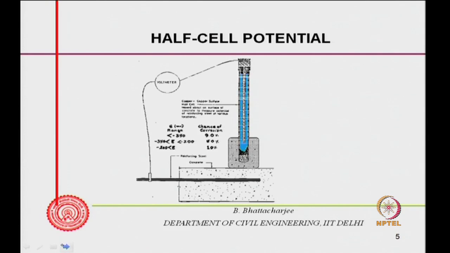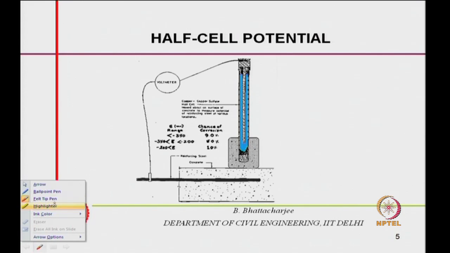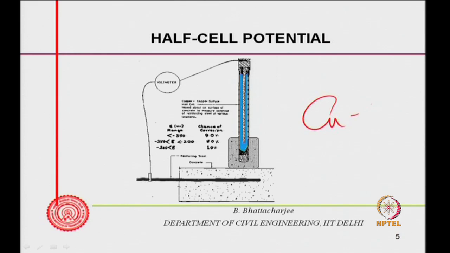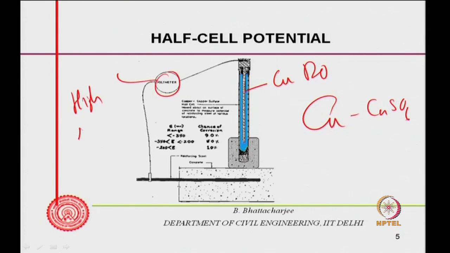So, for concrete systems, ASTM C876 gives you a copper sulphate reference electrode, where you have a wetted sponge here. This is saturated copper sulphate solution, this is a copper rod connected to a high resistance voltmeter, and one point is connected to the exposed rebar. This is your reinforcement bar, and this is the concrete. This must be wet enough.